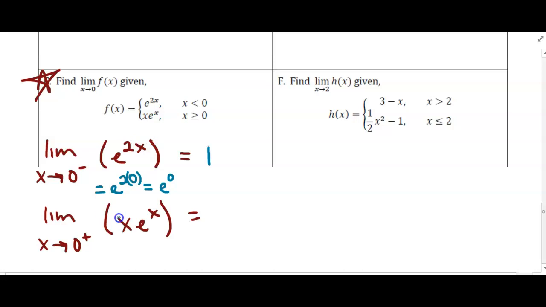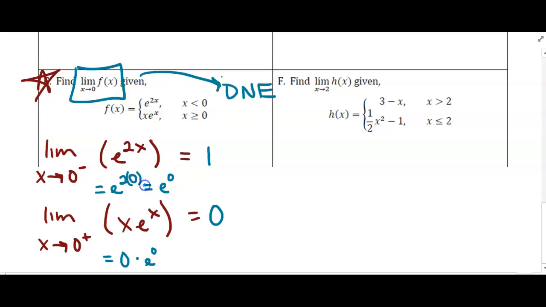Let's go ahead and do the same for my right-sided limit. Plug in 0 for x: 0 times e to the 0 power. Well, anything times 0 equals 0. So in this case, my left-handed limit does not equal my right-handed limit, which means this two-sided limit, as x approaches 0 of f of x, does not exist.